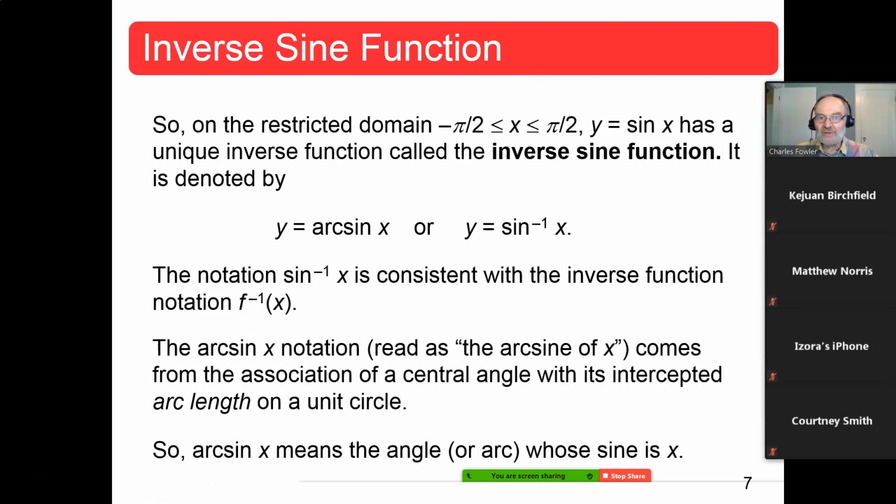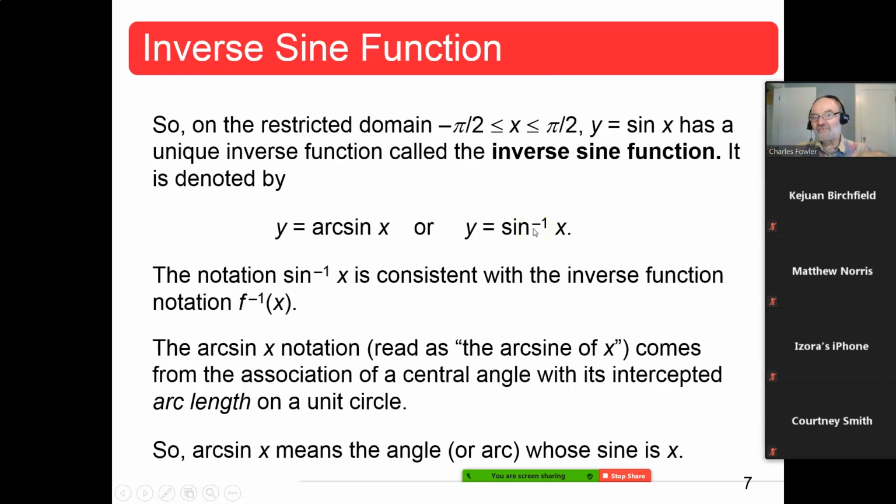So, on the restricted domain of minus pi halves to pi halves, y equals sine x does have a unique inverse function called the inverse sine function. Now, they represent it two different ways. The old way in my mind was arc sine. That's extra writing. When we did inverse functions in precalculus algebra, you just did f to the -1. So why don't we just say inverse sine, meaning sine to the -1.